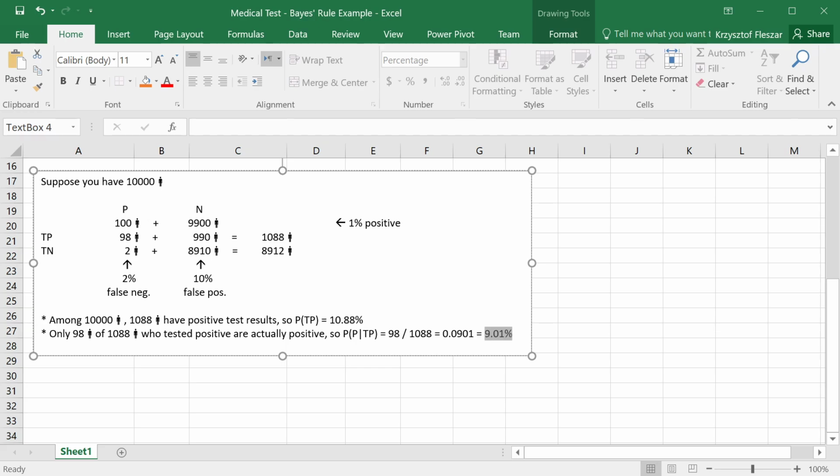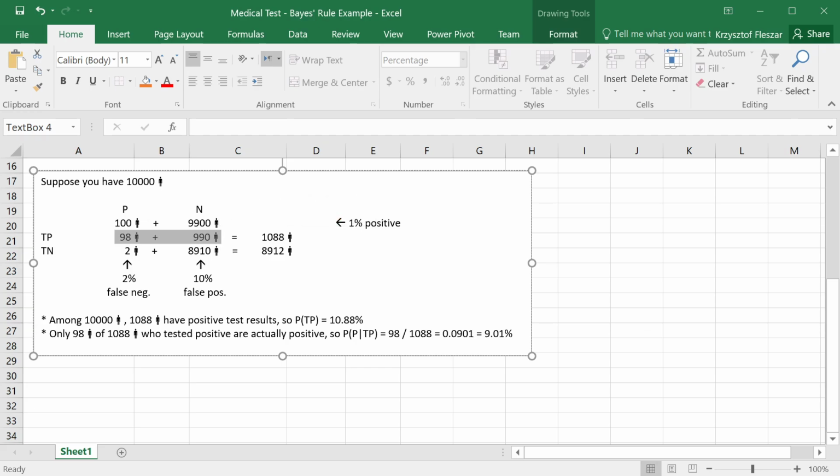It's only 9.01% that will actually have the disease when they tested positive. Of course, if the initial breakdown, the prior probability, was much higher, this breakdown would be different, and this disproportion would be smaller.